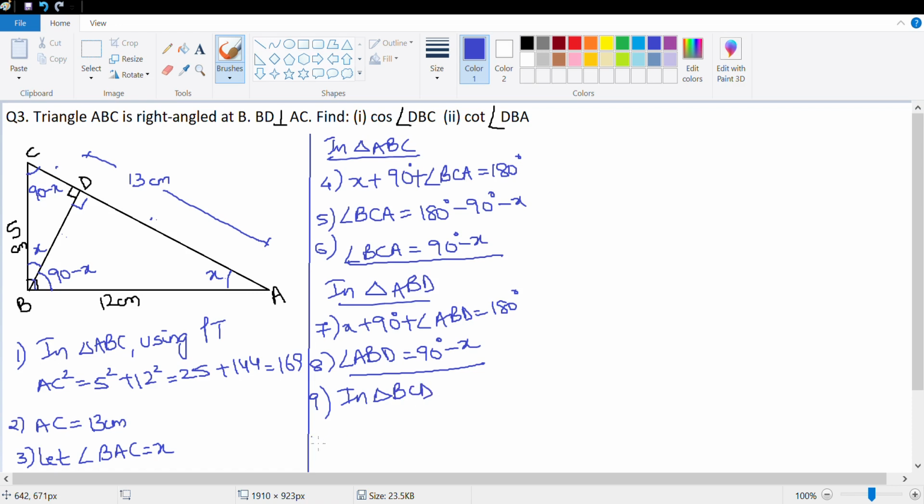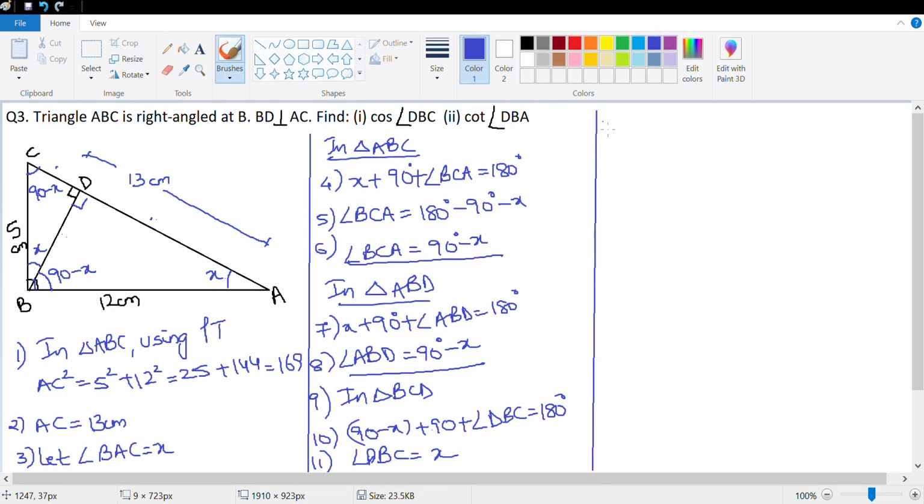BCD. In triangle BCD, I have 90 minus X as one angle, I have 90 as one angle, and the remaining angle is angle DBC. All this is equal to 180 degree, which means angle DBC would be equal to X. 90 plus 90, 180 gets cancelled. So I have got this as X.